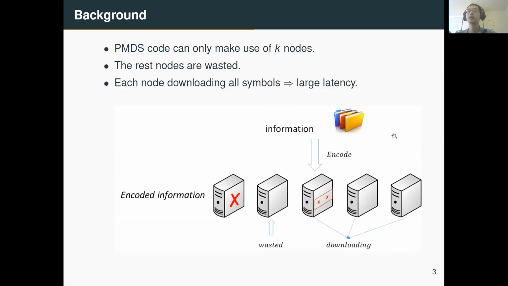However, partial MDS code is designed for a given redundancy level. That is to say, even though the number of failures is less than the failure tolerance, we cannot make use of the rest of the nodes. For example, as we can see in these figures, the partial MDS code is designed for n equals 5 and k equals 3. So even though there is only one failure, we can still only make use of the 3 remaining available nodes and one node is wasted. In this case, each node needs to download all the symbols in the node, and thus it will result in a larger latency.